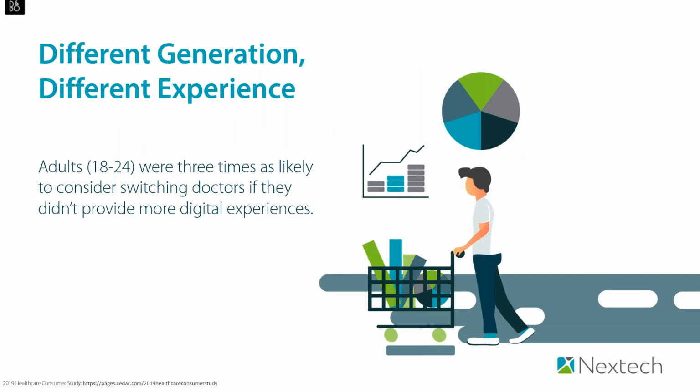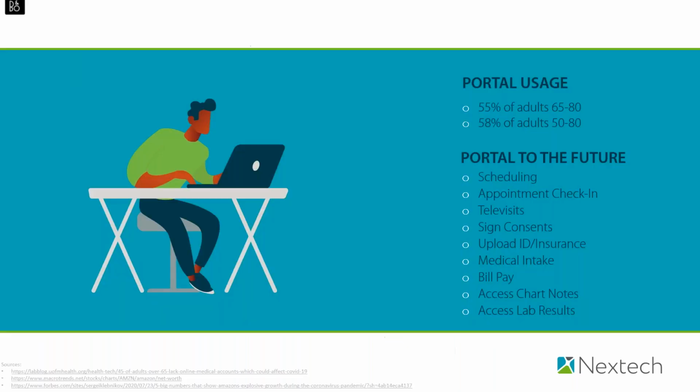Taking that one step forward, I found this very interesting. Patients aged 18 to 24 years old, our younger patients, were 3 times as likely to consider switching doctors if we didn't provide them a more digital experience. 3 times. That's a huge number. So think of that. If we don't offer them a portal, online bill payments, or online scheduling, they're 3 times more likely to go somewhere else. That's something we need to solve. And again, we're going to see some of that when we go through the product here in just a minute.